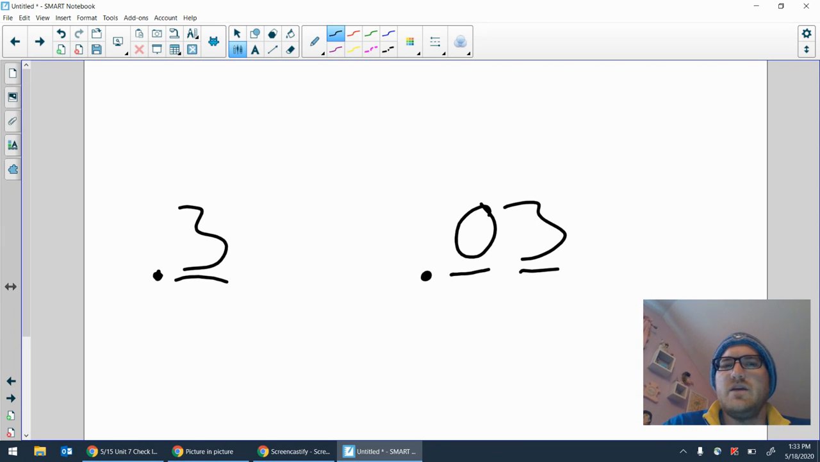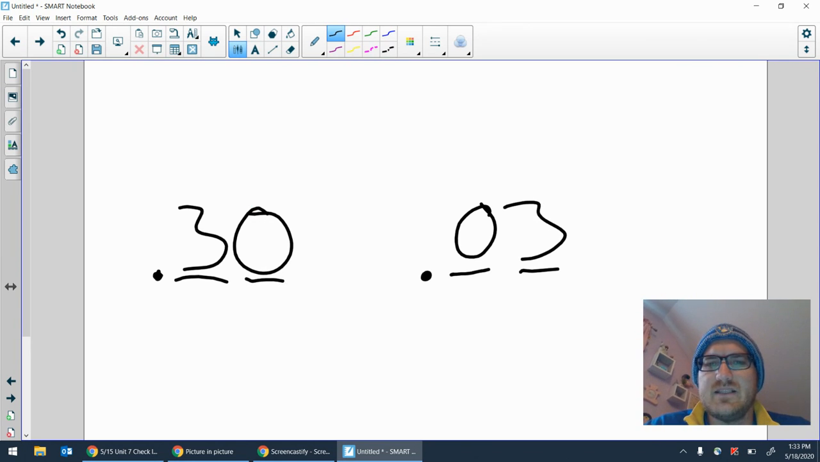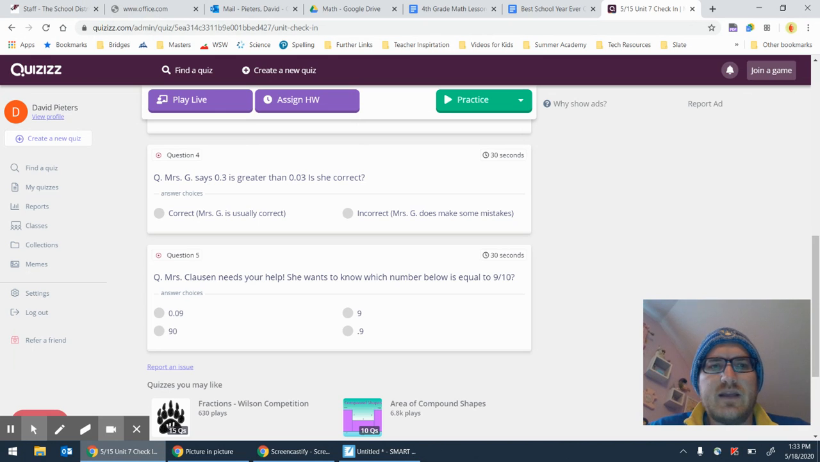The other thing that you can do is if you put the 0 here, so you go to the same decimal spots, we have our tenths and then our hundredths on each one. This clearly shows then that we have 30 over here versus 3 over here. So Mrs. Kursmeyer would be correct in saying that 3/10 is greater than 3 hundredths.